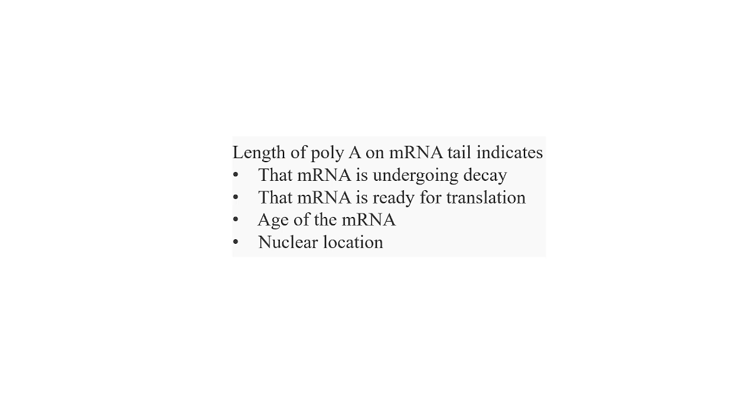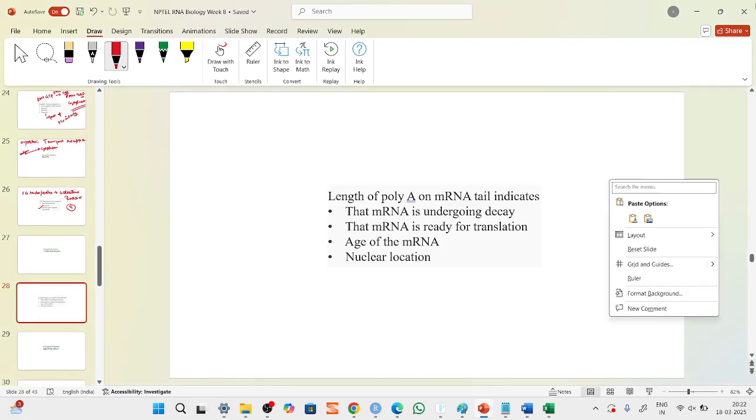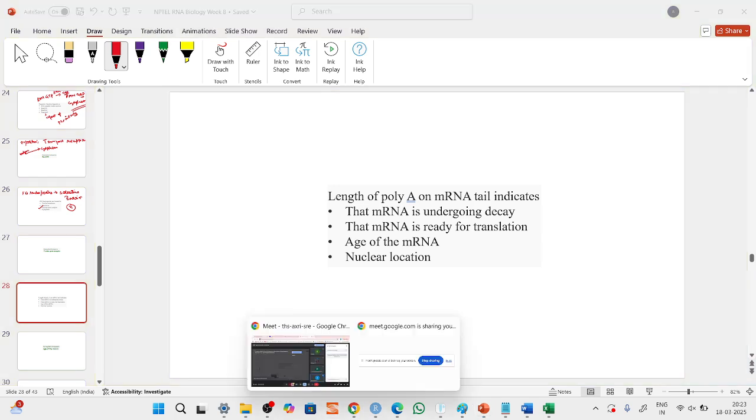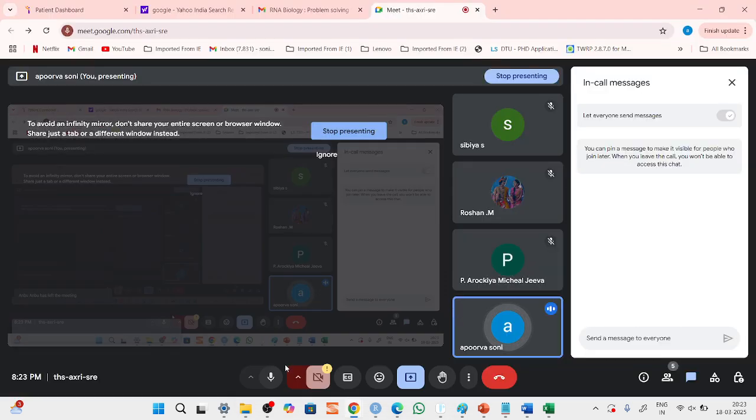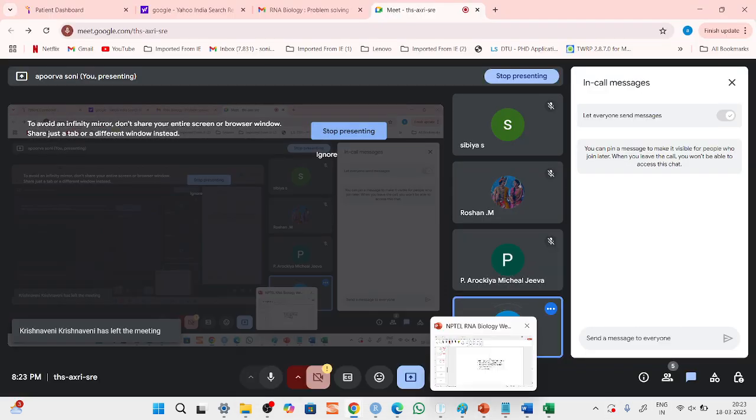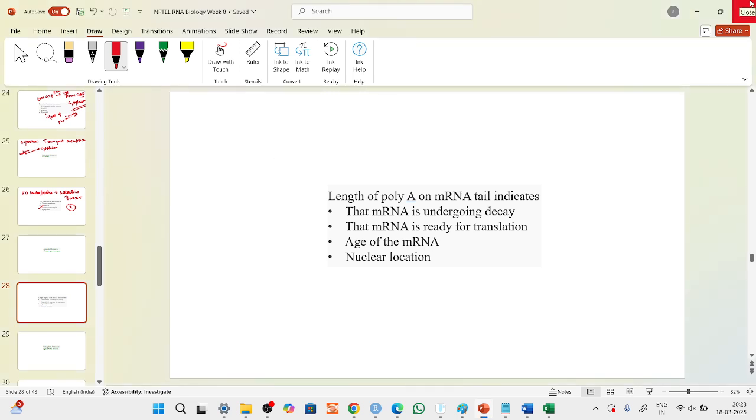Okay, now I'm switching the screen. Let us see if you have answered anything or not. Nobody has answered anything? You don't know the answer of this question as well. Length of poly A tail indicates what? The age of the mRNA.